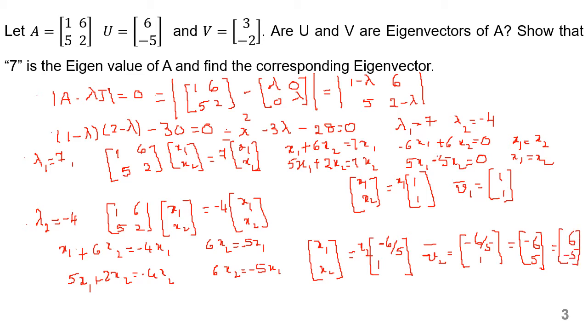So you can say that in this case, U is an eigenvector. And corresponding to the eigenvalue 7, we have got the eigenvector (1, 1).